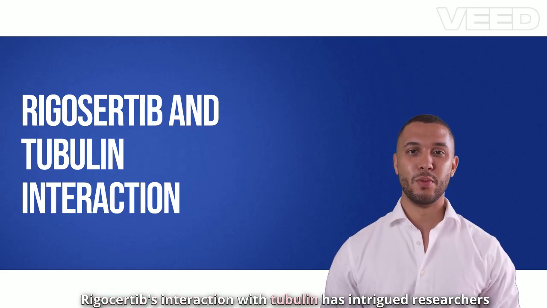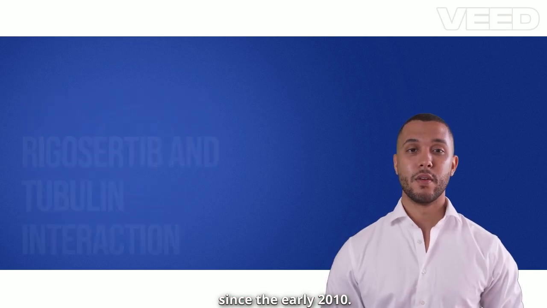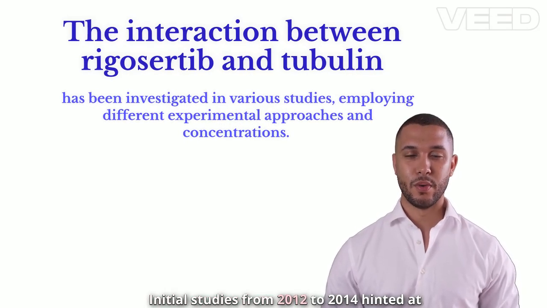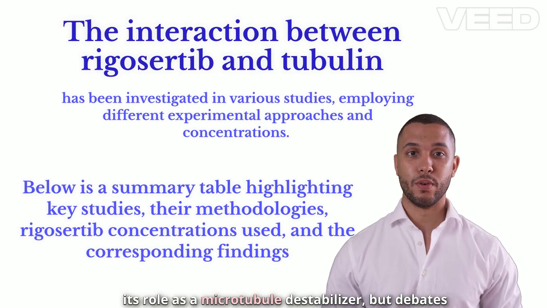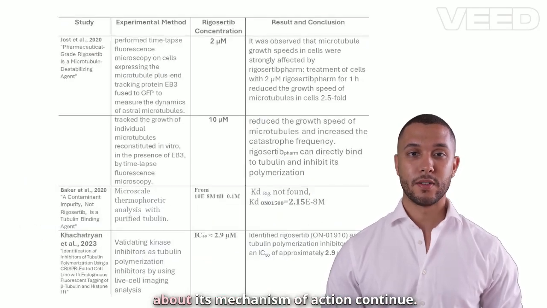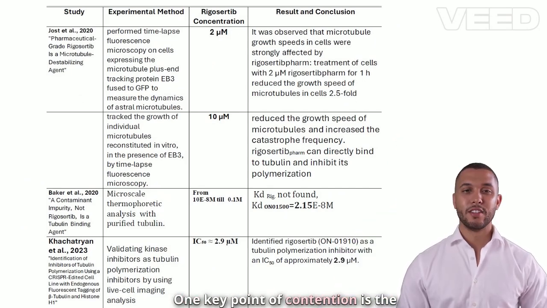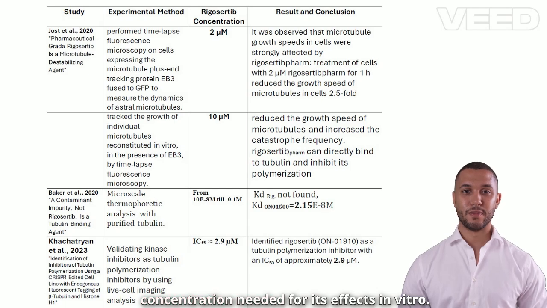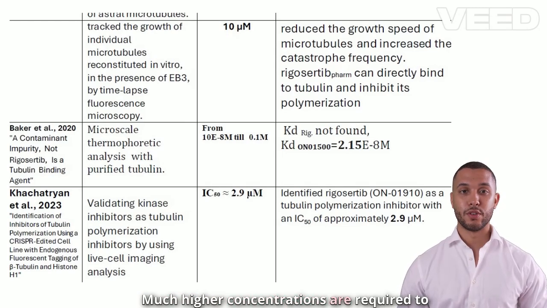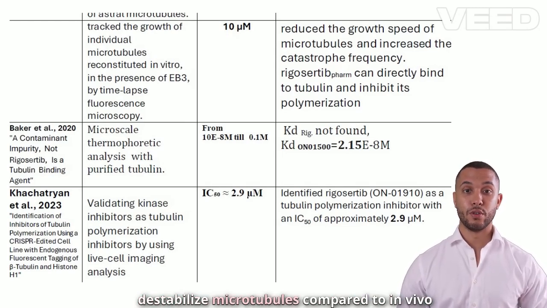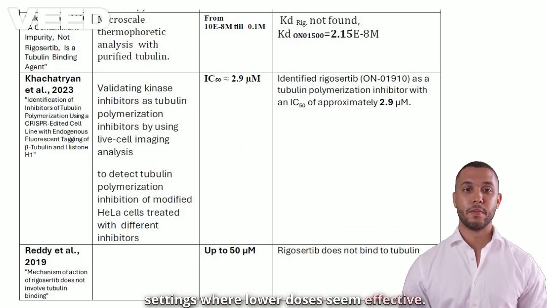Rigosertib's interaction with tubulin has intrigued researchers since the early 2010s. Initial studies from 2012 to 2014 hinted at its role as a microtubule destabilizer, but debates about its mechanism of action continue. One key point of contention is the concentration needed for its effects. In vitro, much higher concentrations are required to destabilize microtubules compared to in vivo settings, where lower doses seem effective.